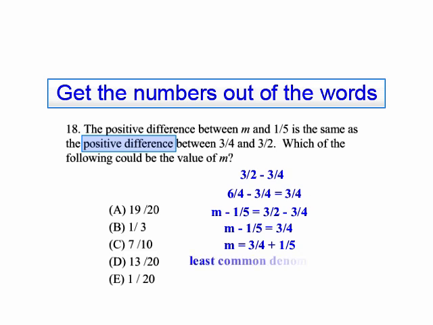We want least common denominator, which is again going to be 20. So we've got m equals 15/20 plus 4/20. So m equals 19/20.